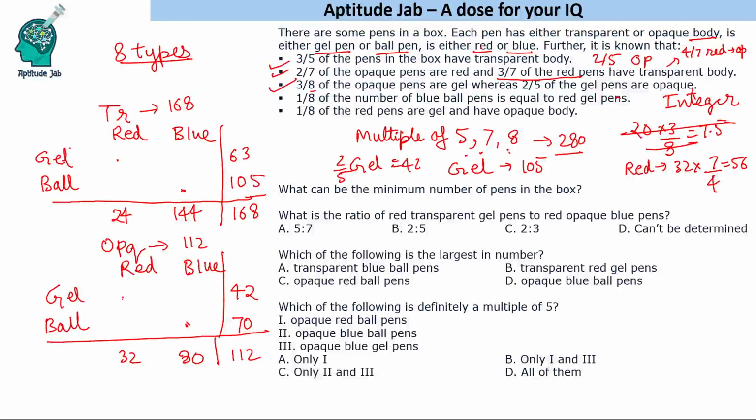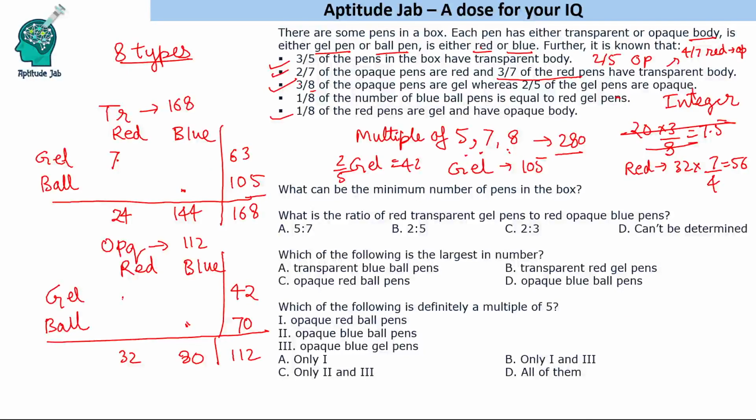So we will come to this later. Let us see if we can get more information in the last statement. 1/8 of the red pens are gel and have opaque body. So 1/8 of red pens are gel and opaque. So 1/8 of red pens were 56. So 7 red pens are gel and opaque. So this is 7, right?